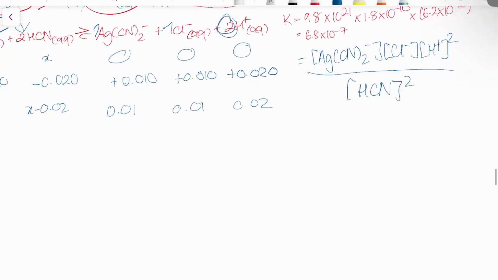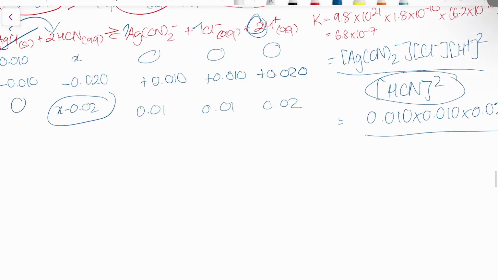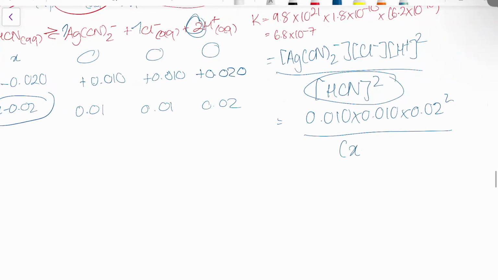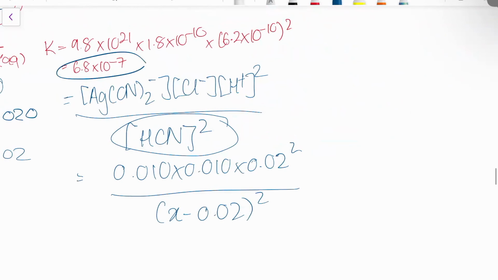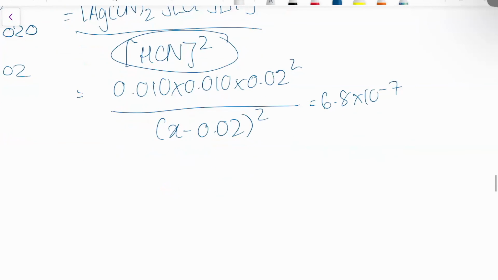Okay, so then I'm going to pop my values in. That gives me 0.010 by 0.010 by 0.02 squared divided by my HCN concentration with my unknown variable that I'm going to move around and try and find. That's x minus 0.02 squared. And that's going to be equal to the equilibrium constant that I had moved around to try and find. So that's 6.8 by 10 to the minus 7. So now my job is to move everything around to get x.